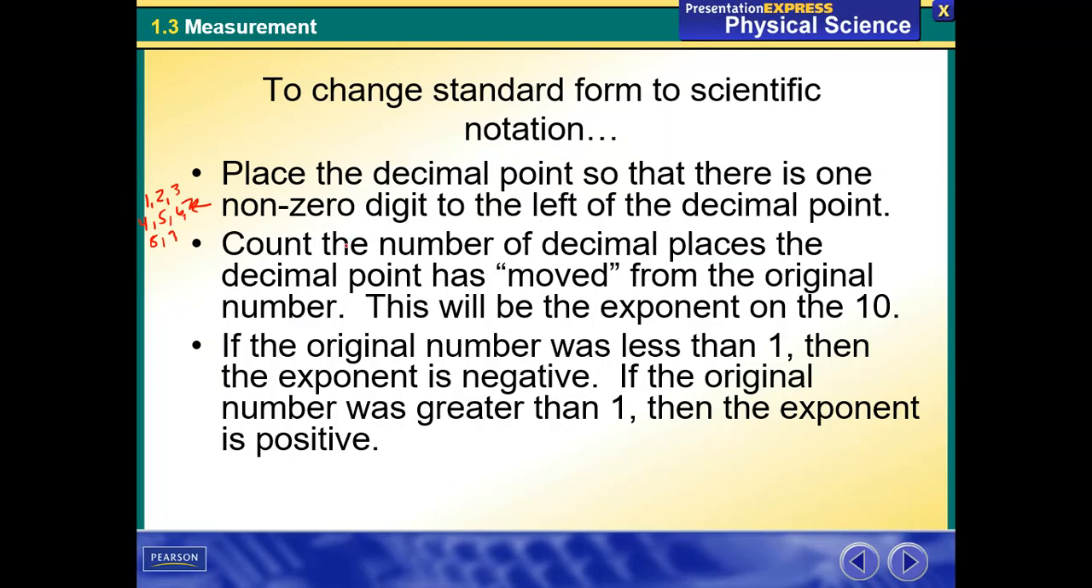Once we do that, we are going to count the number of decimal places the decimal point was moved from the original number. And that is going to be the exponent on the 10. So if you move 10 spots, it's going to be 10 to the 10. 7 spots, 10 to the 7th. Then we're going to look at the original number. If it was less than 1, our exponent is going to be negative. If it was greater than 1, our exponent is going to be positive.